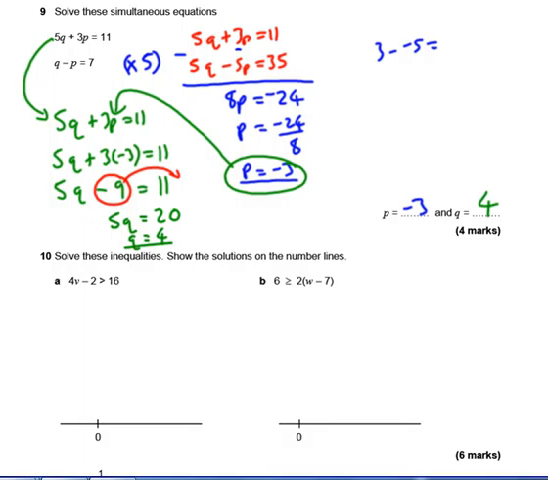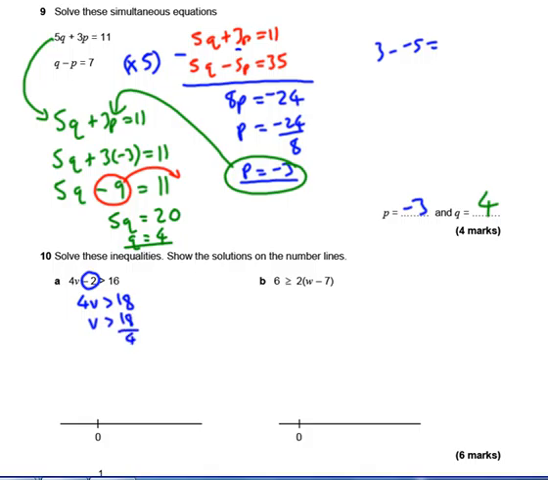Question 10. Solve these inequalities, show the solutions on the number line. Now we solve inequalities in a similar way to how we solve equations. We need to get the letter on its own. 4v minus 2 is more than 16. The opposite of minus 2 is to add 2. So 4v is more than 18. The opposite of times 4 is to divide by 4. So v is more than 18 divided by 4.